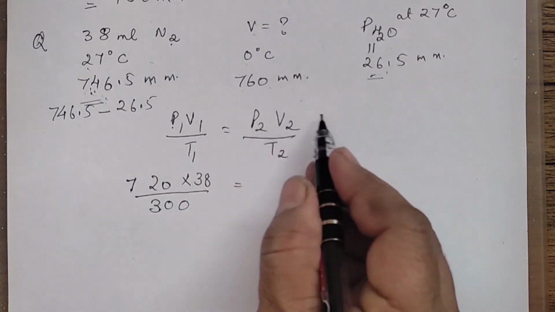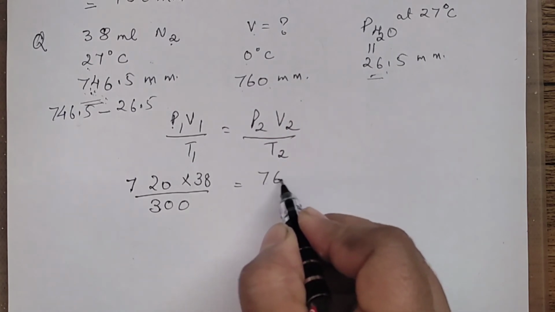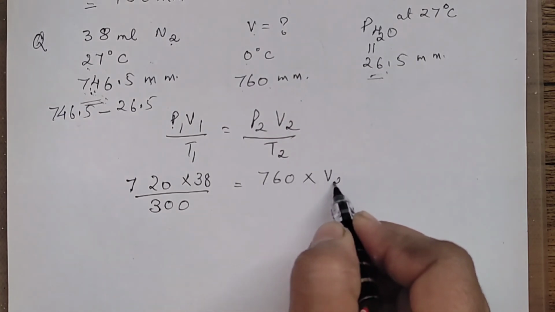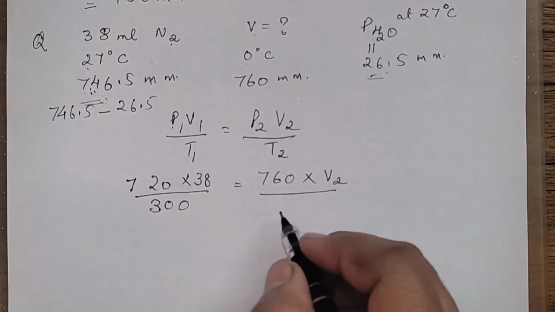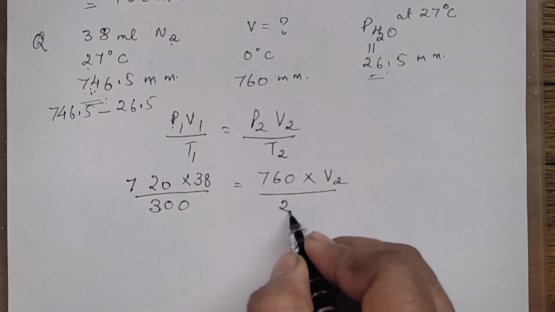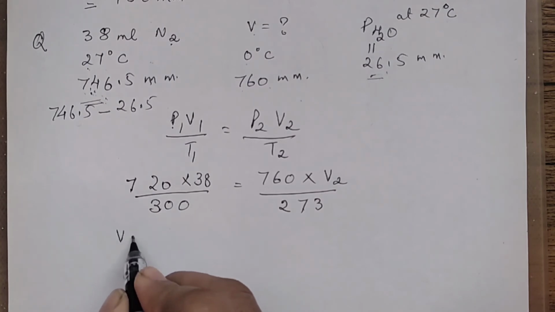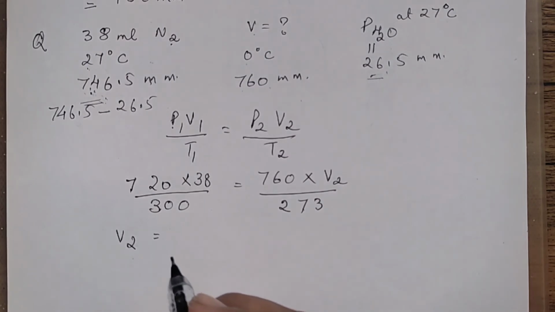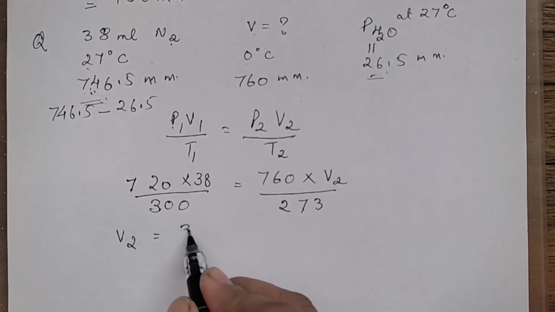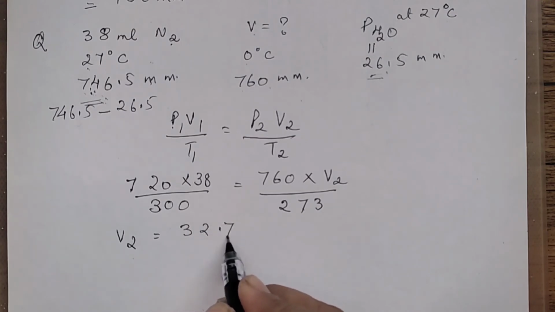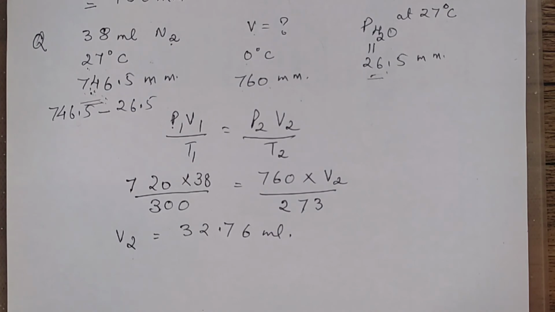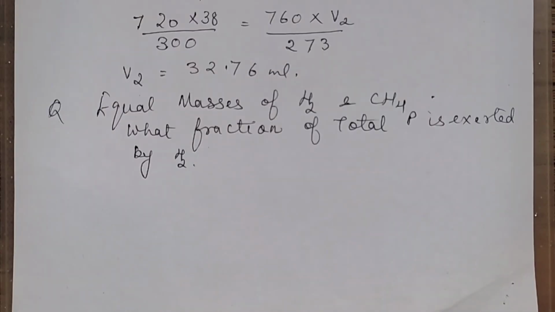What is the pressure at the second condition? 760. The volume we do not know, we need to calculate. 0 degrees Celsius you will convert as 273, and you will solve this for the volume V2. That comes out to be 32.76 ml. Fine.